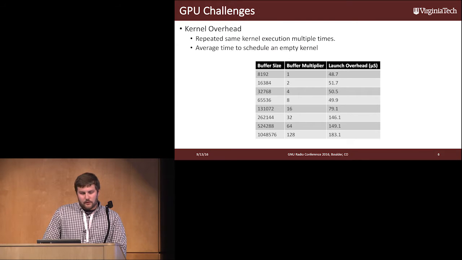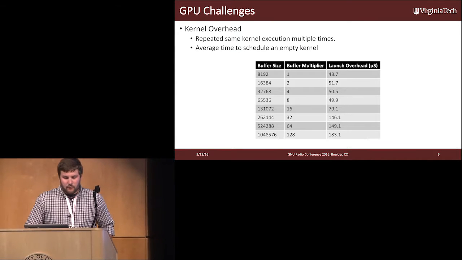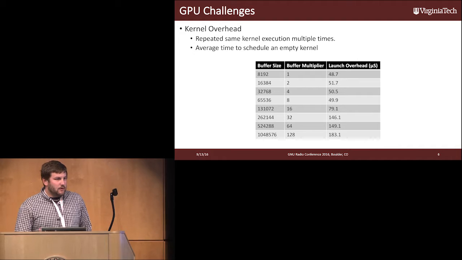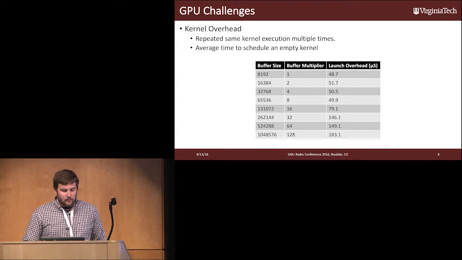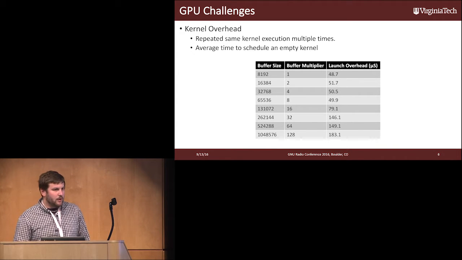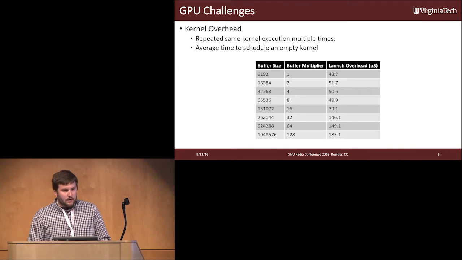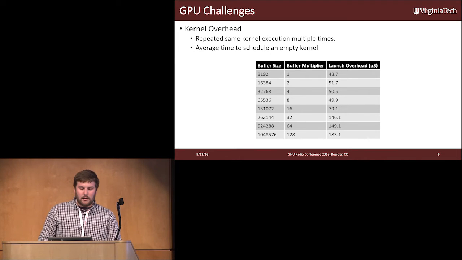Also, there's a lot of overhead involved with scheduling kernels. For example, I ran an empty kernel and tested it with multiple different thread sizes. You can see that it took anywhere from 48 microseconds to 183 microseconds just to run an empty kernel. Now, that's not a lot of time, but when you integrate it into a DSP application where you're running multiple kernels over and over within a given time period, that can significantly add up, cause a huge amount of overhead, and just kill your performance.